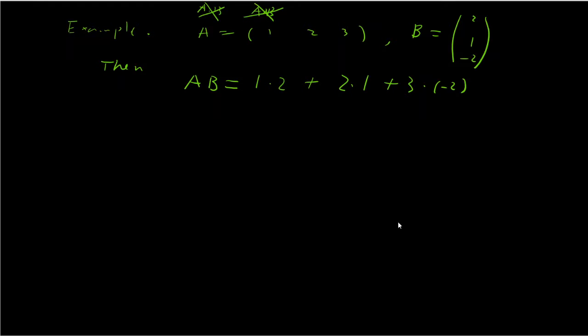So anybody want to tell me the answer? I think it's 4 minus 6. I think the answer is -2. Is that right? -2. Yeah, -2. Thank you. That's how we multiply a row matrix and a column matrix. So later on, we are going to use that to define how we multiply two matrices in general.